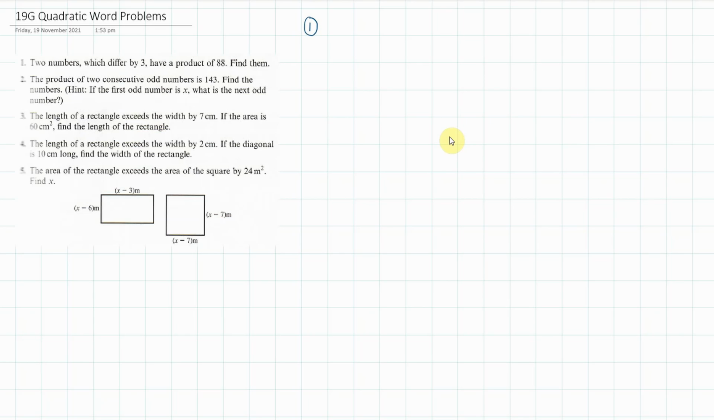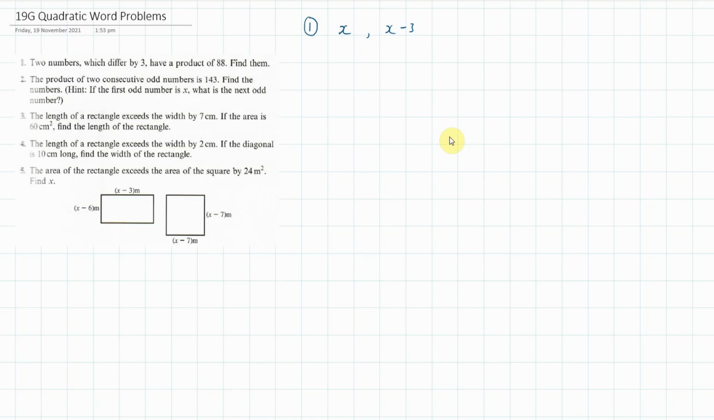Well, what information do I have? I've got two numbers which differ by 3, and they've got a product of 88, and I've got to find them. Let's call the first one x. If they differ by 3, and x is the higher one, then the lower one would be x minus 3. I could do x as the lower one and x plus 3 as the higher one, but I think I'll do this.